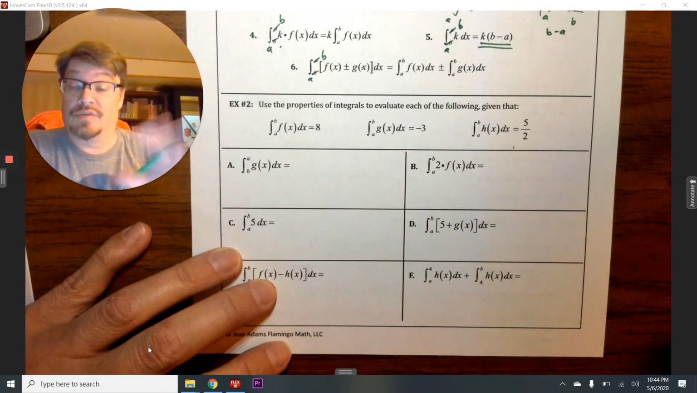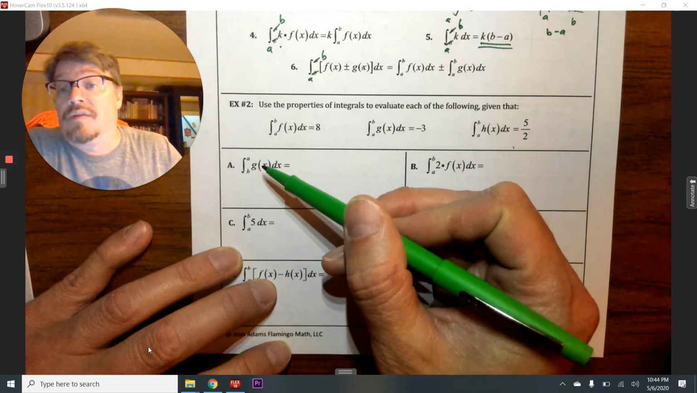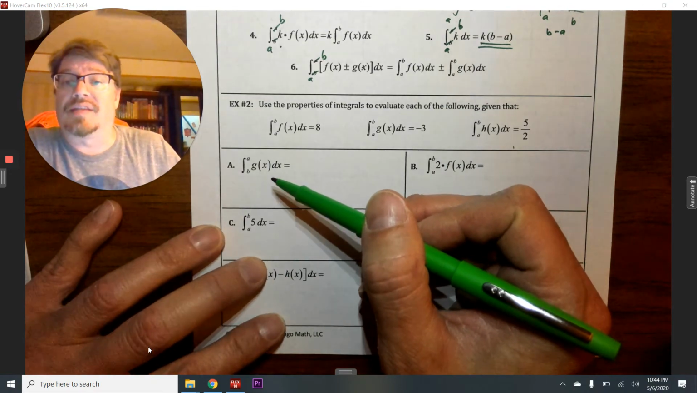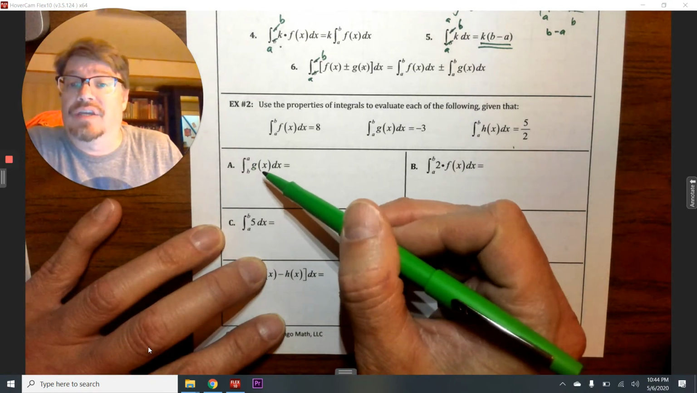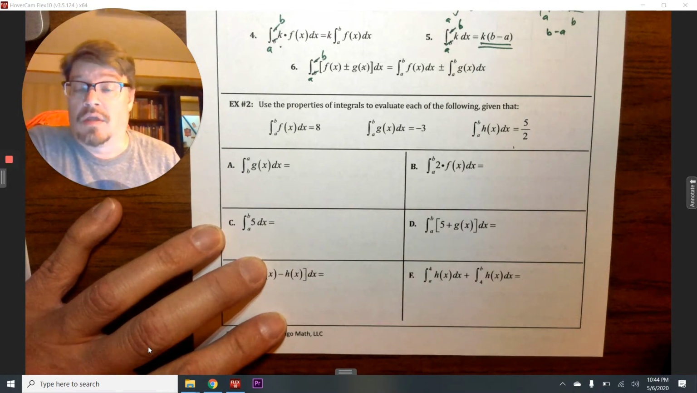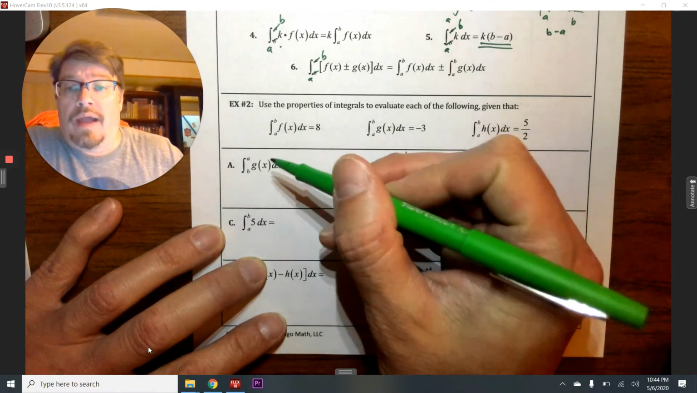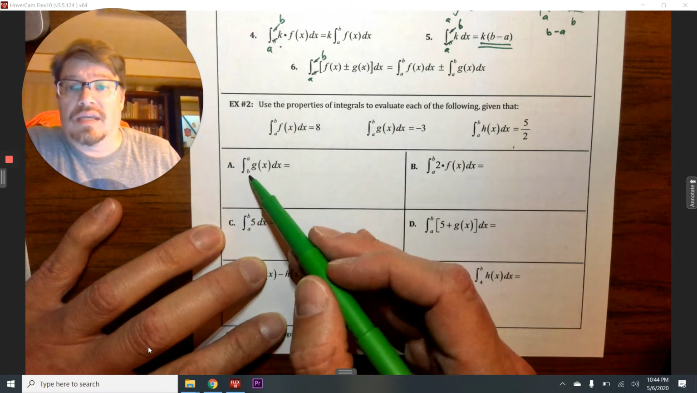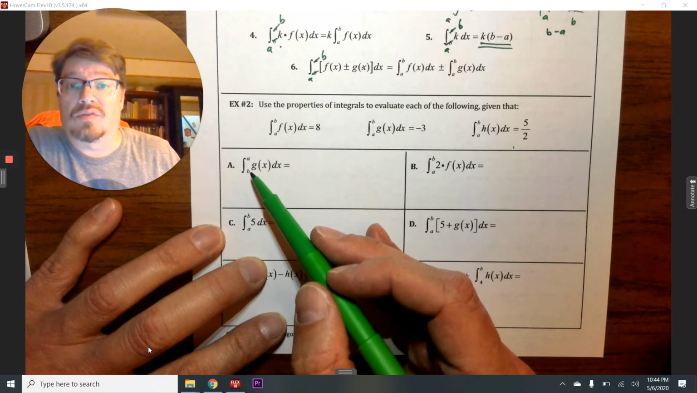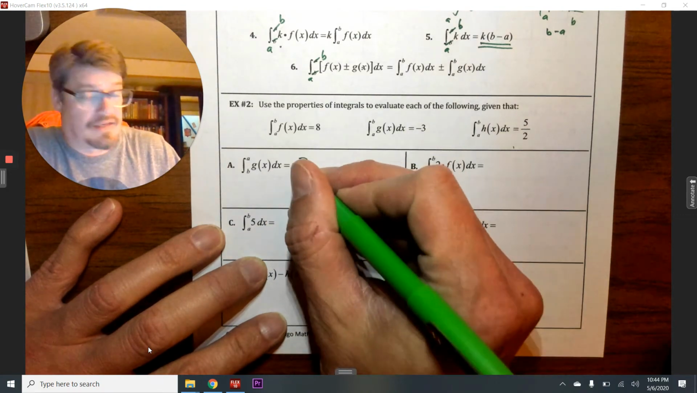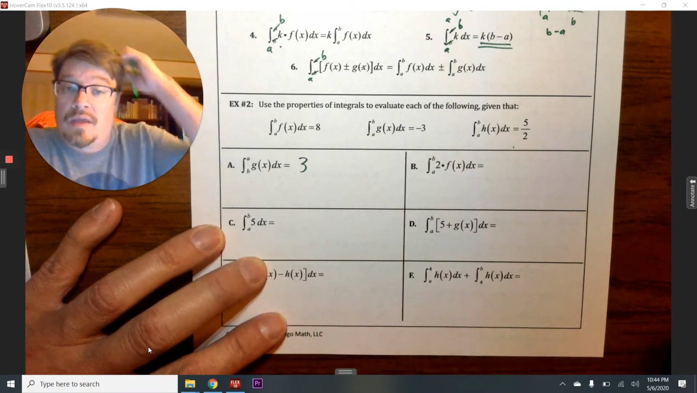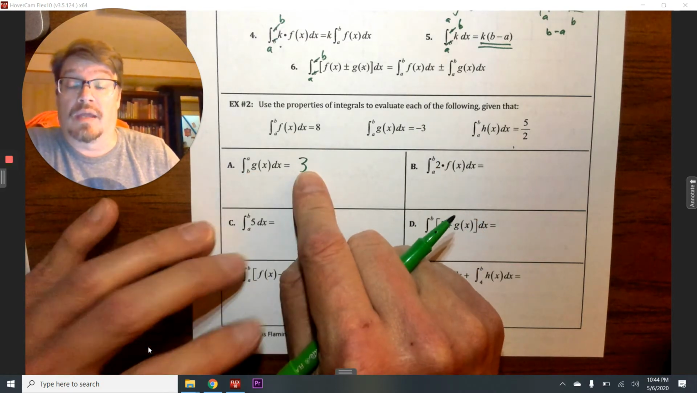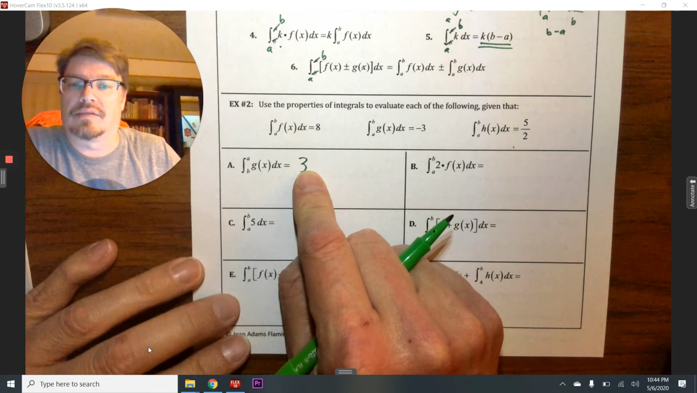So I'm going to start and just read this. The integral from b to a of g of x dx. I know that going from a to b of g of x is 3. So because the limits of integration are switched, the sign changes. I'm going now in the wrong direction. Now here I'm switching it, so I'm making it the area above the x-axis.